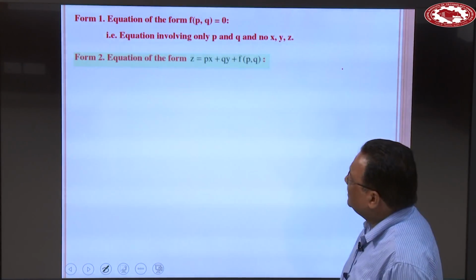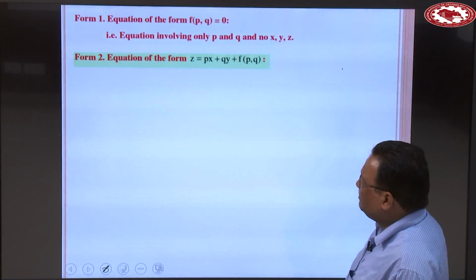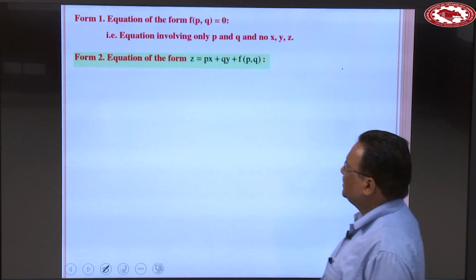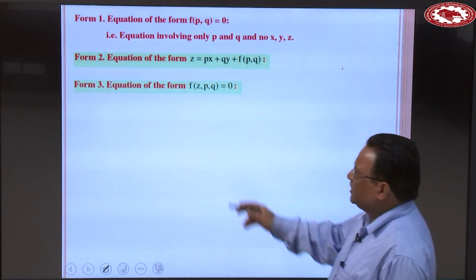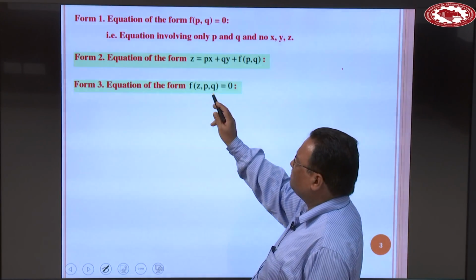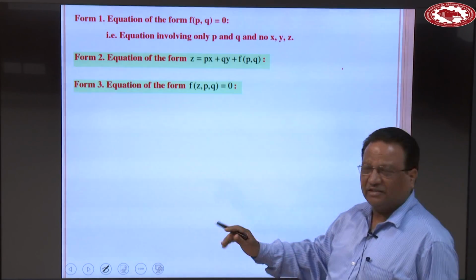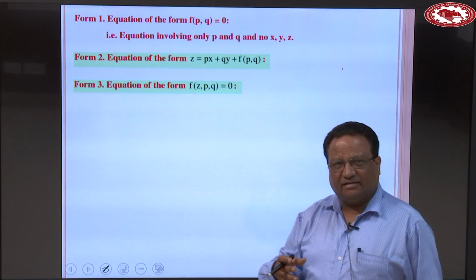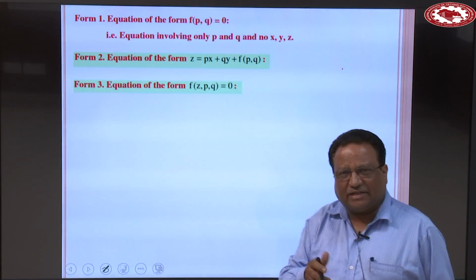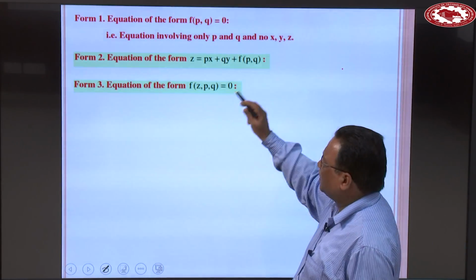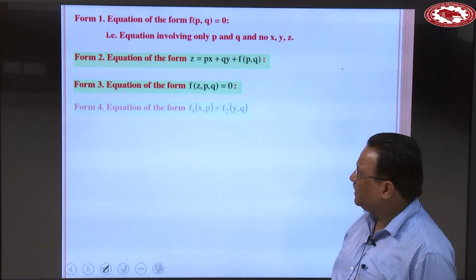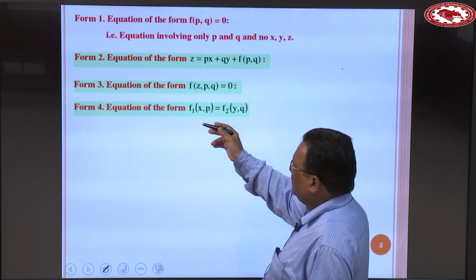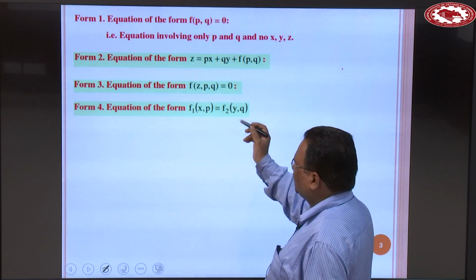Now the second one is the equation of the form z is equal to px plus qy plus function of p, q. The third one is the equation of the form function of z, p, q is equal to 0. When we discuss these forms, we will also discuss a few examples which can easily be reduced to this particular form or this particular form. And the fourth form is equations of the form function of x, p is equal to function of y, q.